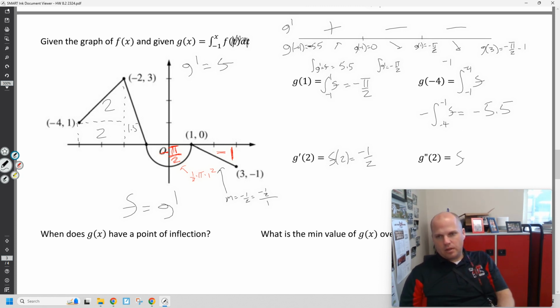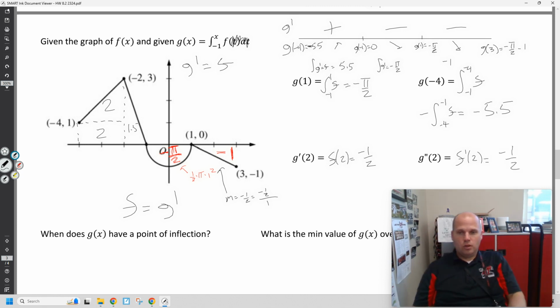G double prime equals f prime is the slope of f. I found the slope is actually the same, down 1 over 2. This, though, is the y of f. This is the m of f.